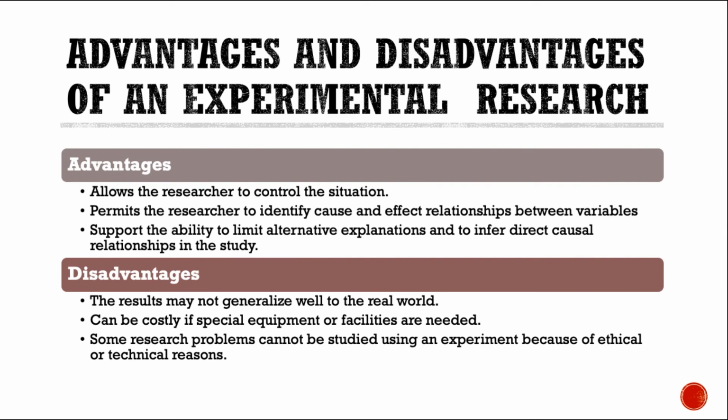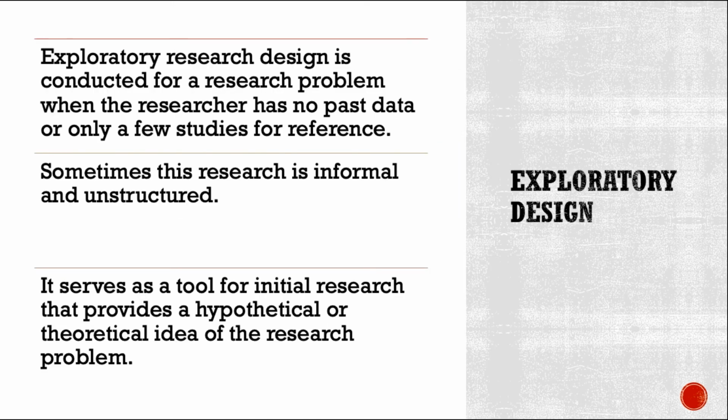Some research problems cannot be studied using experiments because of ethical or technical reasons. For example, you want to experiment about one disease, or about child abuse. You cannot go and abuse a child, because that's illegal. So you cannot do a study about child abuse using an experimental one. You study it on cause and effect maybe, or interviews, questionnaires or observation only.